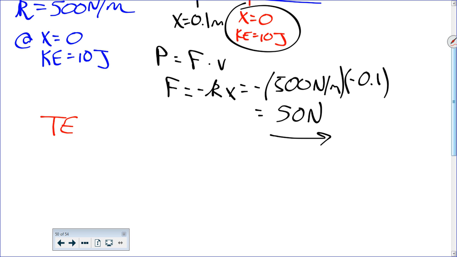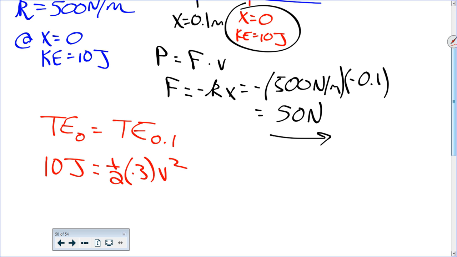So the total energy at x equals 0 has got to equal the total energy at x equals 0.1. Okay? So the total energy at x equals 0, do you guys agree that there's just kinetic energy there? So 10 joules equals, at this point, we've got both KE and EPE. So the KE is 1/2 the mass times some velocity squared. I said GPE, I meant EPE, sorry. And then there's EPE, which is 1/2 k, which is 500, times x squared. And then solve for v.